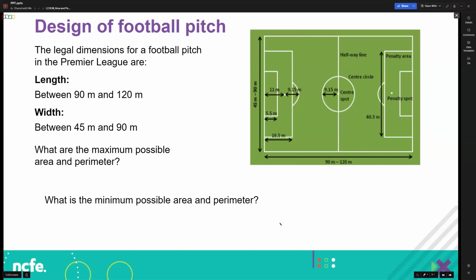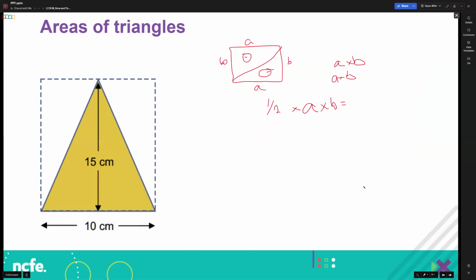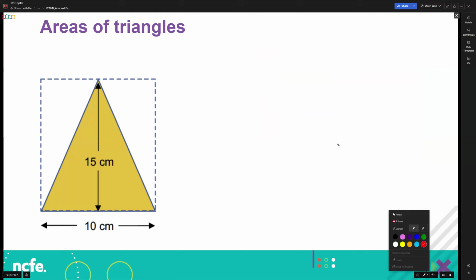And then this is kind of the same topic, same thing. And then I am now talking about triangles. So I'm just going to start again.